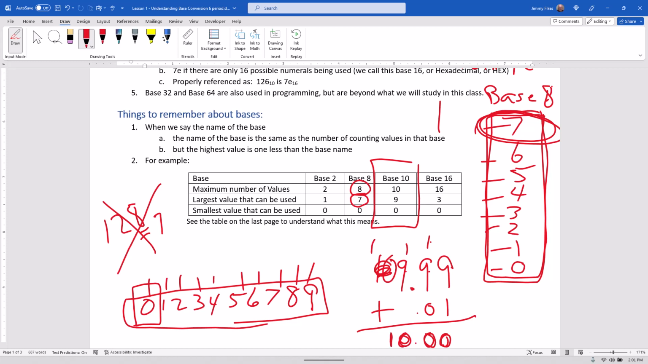Is that the way y'all learned to count? Do math? Cool. That's the way we learned back in the 50s, all right?